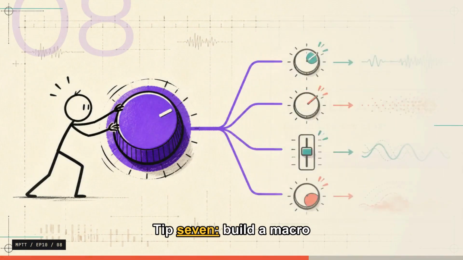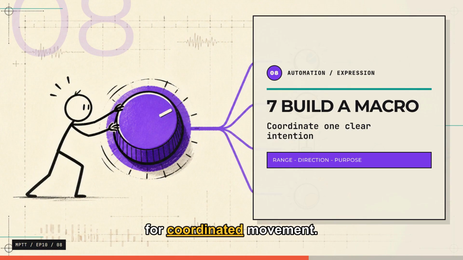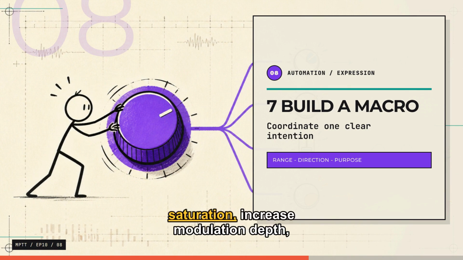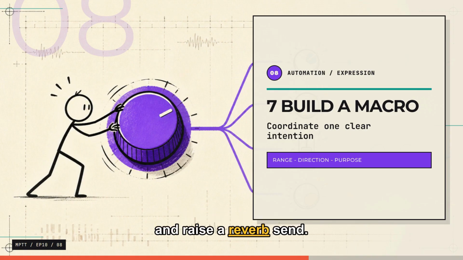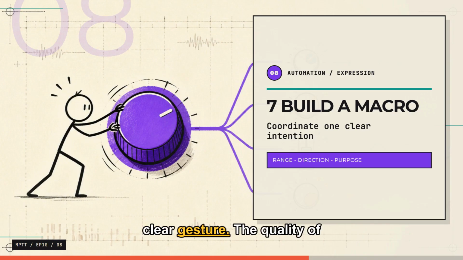Tip 7. Build a macro for coordinated movement. A macro is one control mapped to several destinations. An energy macro might open the filter, add a little saturation, increase modulation depth, and raise a reverb send. Instead of editing 4 unrelated lanes, you automate one clear gesture. The quality of the result depends on the mapping.